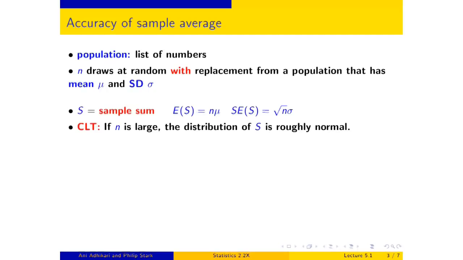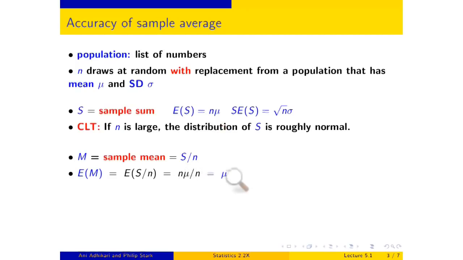So we are changing variables now to the sample mean. How do you get the sample mean? You take the sample sum and you divide by the number of elements in the sample. So what's the expected value of the sample mean? That's the expected value of the sample sum divided by the sample size. So the expected value of the sample sum is n mu. Divide that by n and you've just got mu.